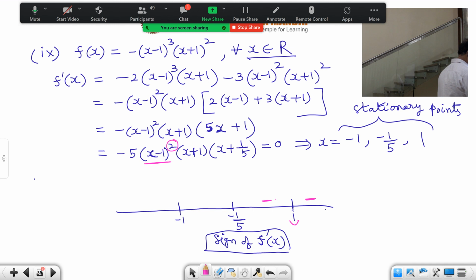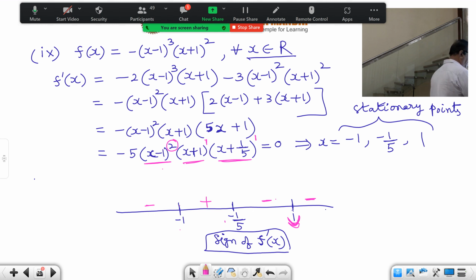Then next we are crossing minus 1 by 5. Here the power is 1, which is an odd number, so sign changes. Next we are crossing minus 1. Minus 1 corresponds to this factor, and here also the power is 1. 1 means odd number, so the sign changes. So this point at 1, why the sign is not changing? Do you understand? Because x minus 1 has got even power. That is why it is not changing sign. So this is the correct method.